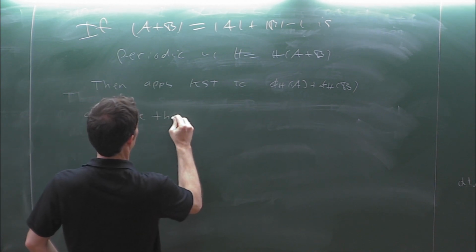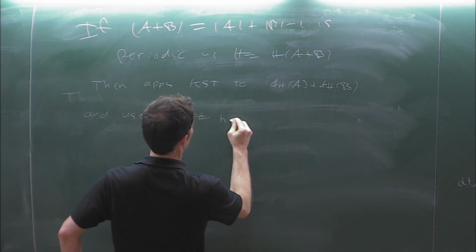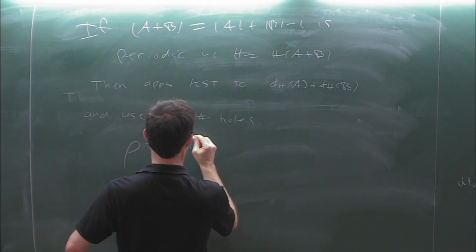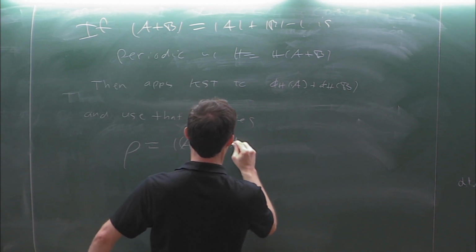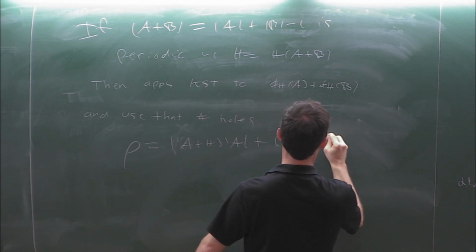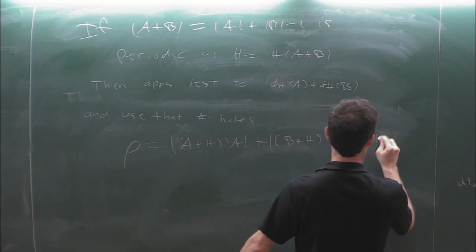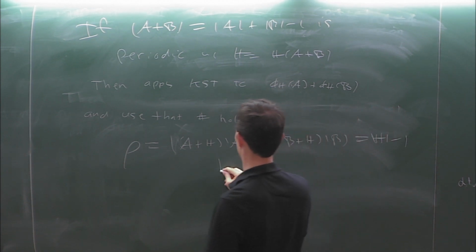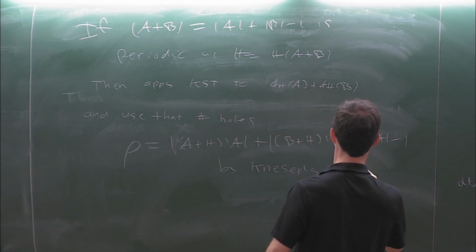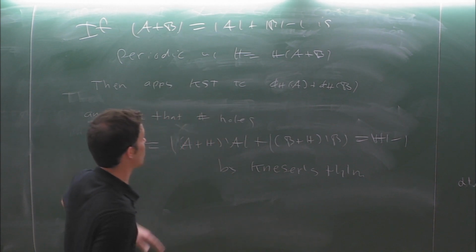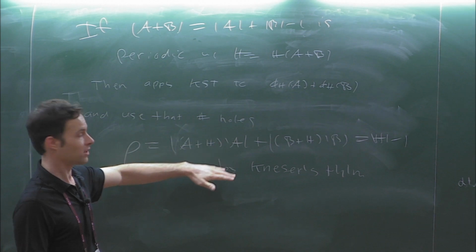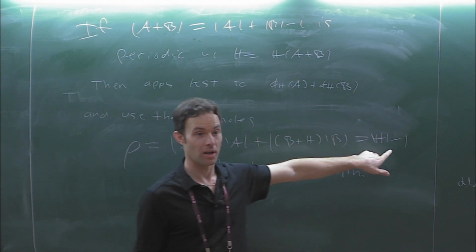And use that the number of holes, right, this A plus H minus A plus B plus H minus B is equal to H minus 1 by Kneser's theorem. Right, so remember that Kneser's theorem says we don't have too many holes. If it has exactly equality over here, we actually get equality in all those bounds. So we'd say the holes was exactly H minus 1 elements.